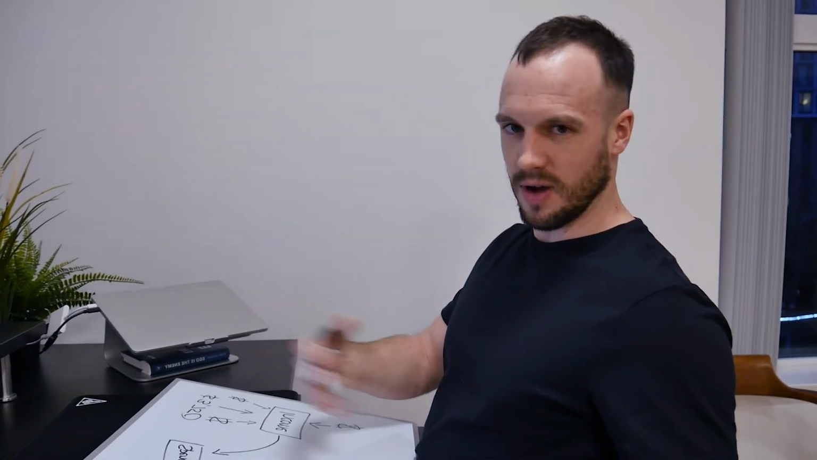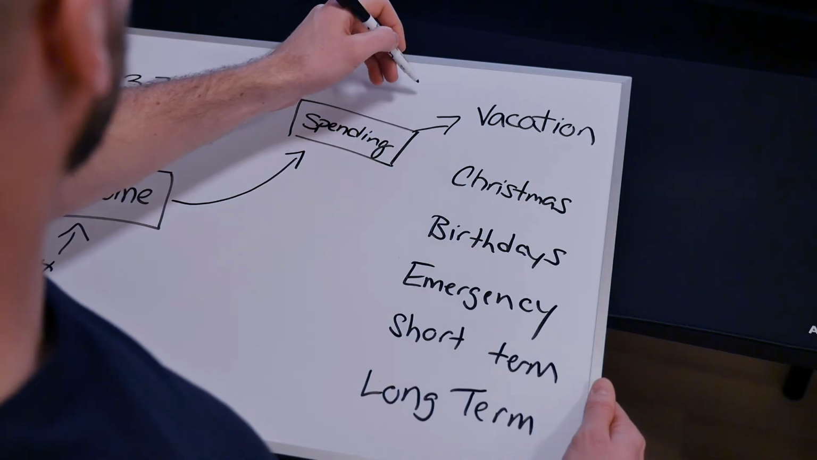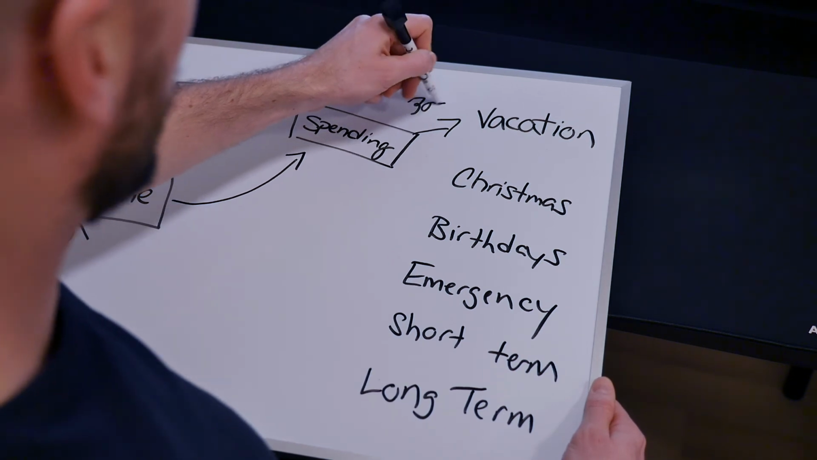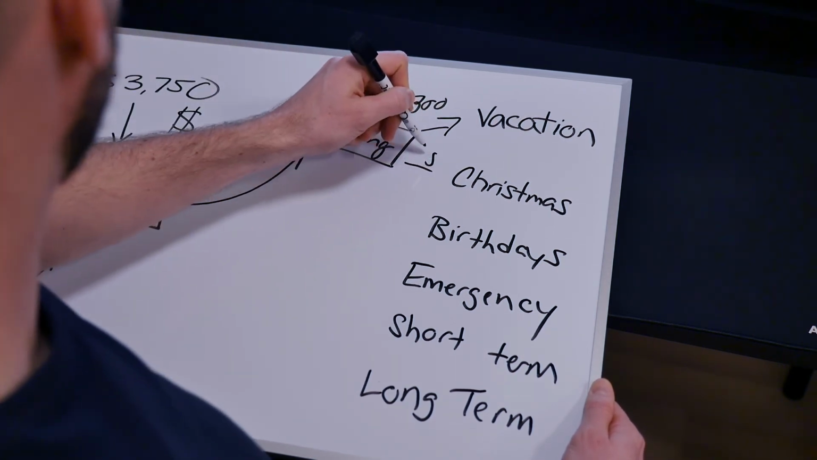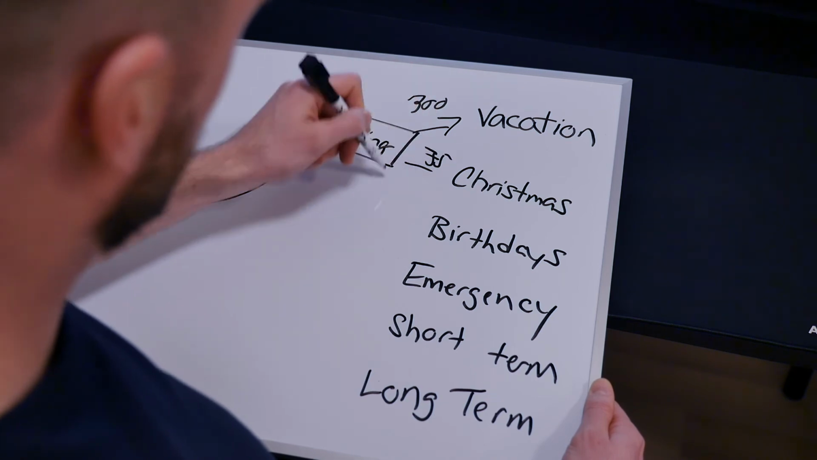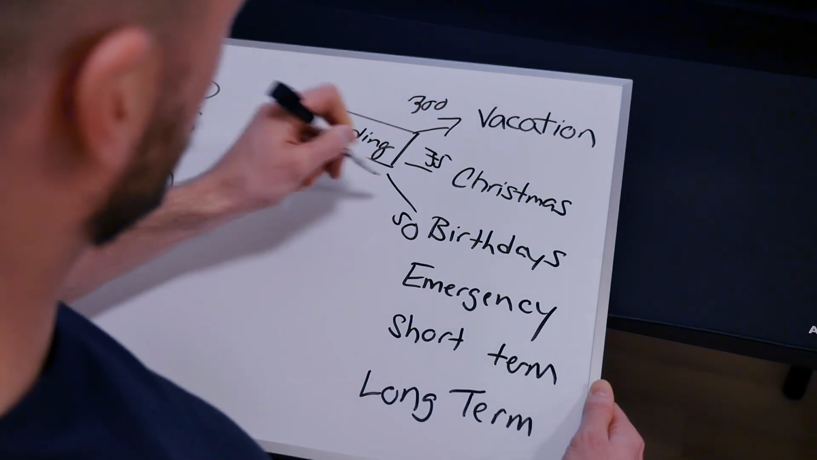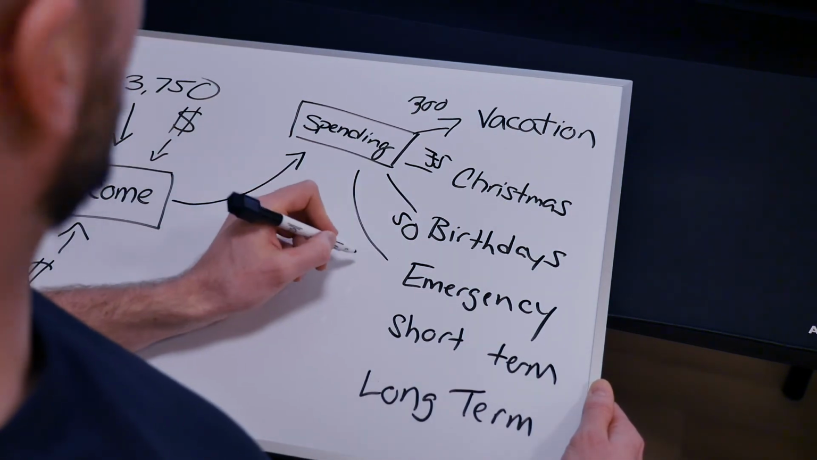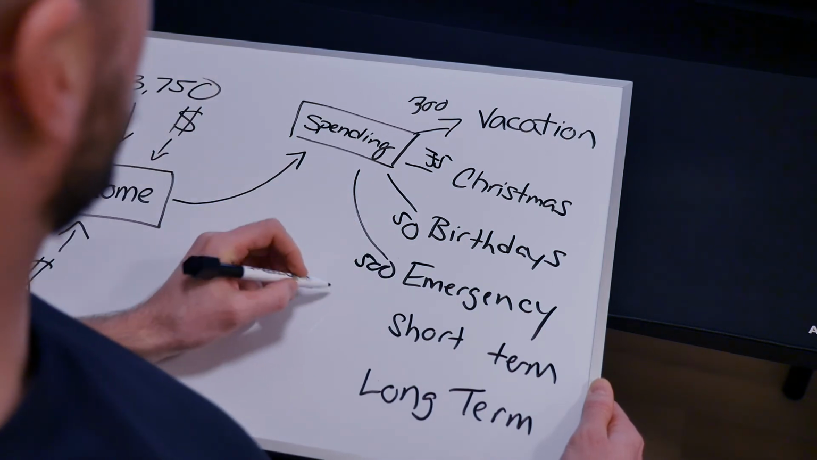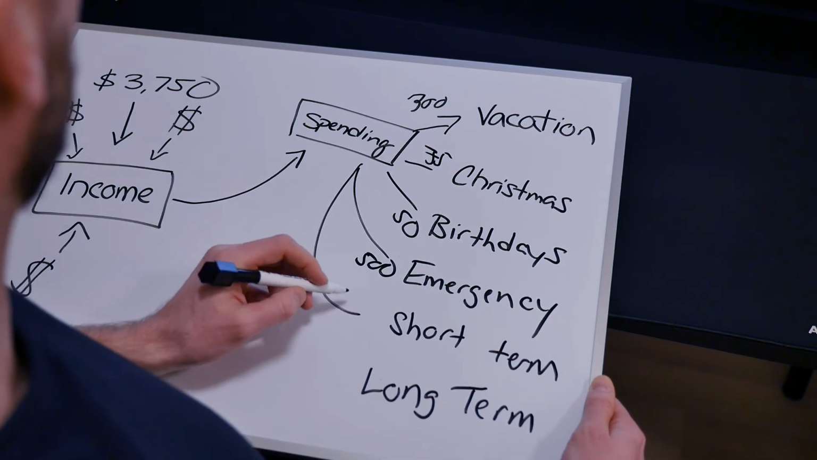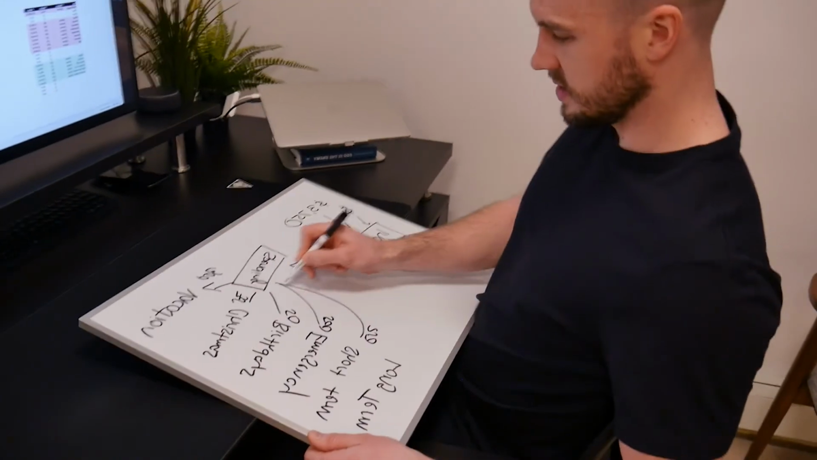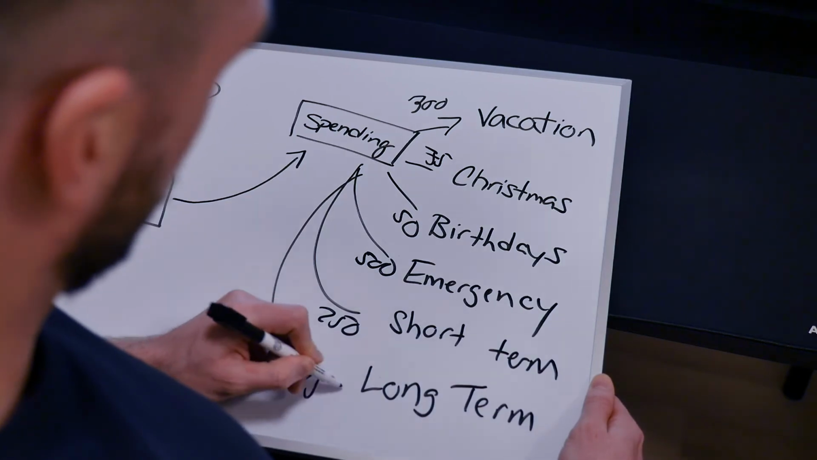Remember, these are automatic transfers. Do not go in here manually every month and move this money around. This all needs to be set up. So the money then goes in. Vacation, we're going to send $300. Christmas, $75. Birthdays, $50. Emergency fund, we're sending $500. Then coming down to short term, that's $250. Then long term, we're going to send $750.